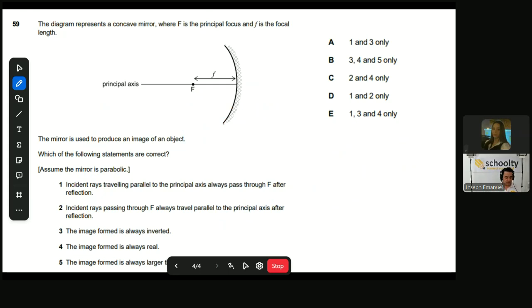Okay, so next question, 59. It's about waves. Let's go. The diagram represents a concave mirror where F is the principal focus and f is the focal length. The mirror is used to produce an image of an object. Which of the following statements are correct? Okay, so let's see.